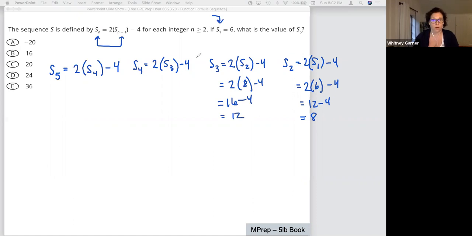S sub 4, right? To solve it, I needed that s sub 3. So I'm going to plug it in. 2 times 12 minus 4. So what I'm doing in each of these cases is, if I needed s sub 5, I needed s sub 4. To get s sub 4, I needed s sub 3. To get s sub 3, I needed s sub 2, right? And so on and so on.